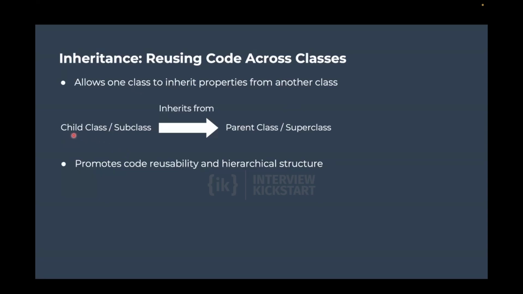The class that inherits those properties, we call them child or subclass. And they inherit the properties from a parent class or a superclass. Okay. So why do we need inheritance? Because it promotes code reusability, and it also forms a hierarchical structure, which is really helpful if you want to create new classes, but those classes have a lot of properties in common with some previously defined classes.